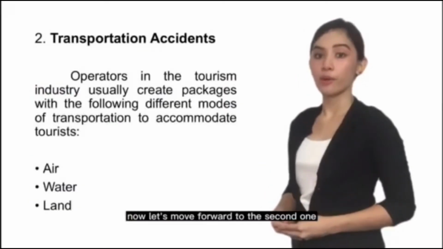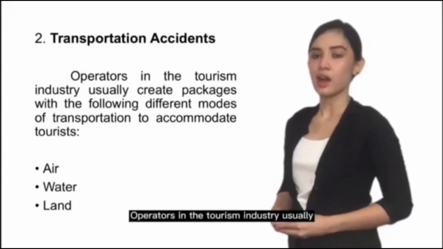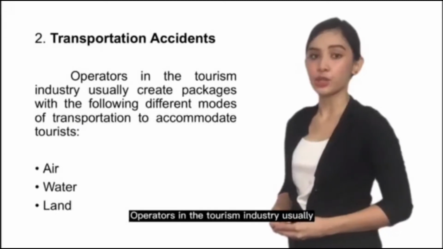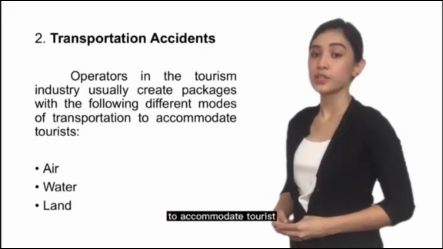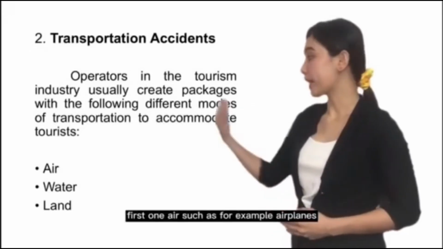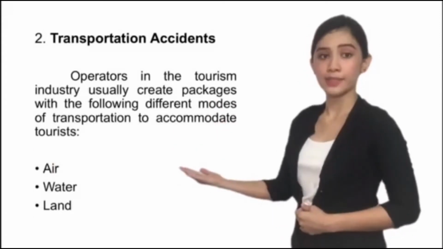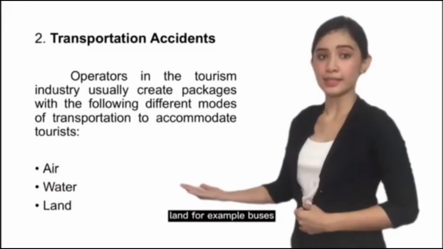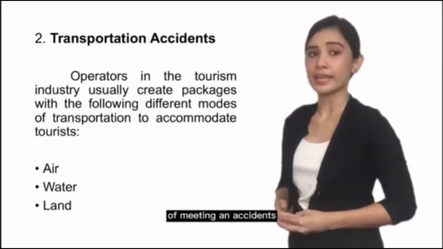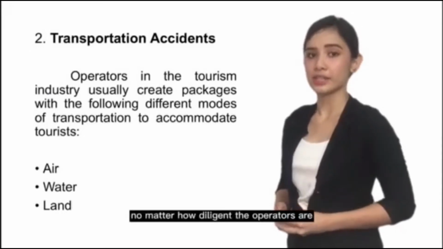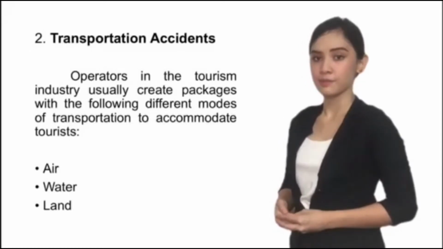Now let's move forward to the second one, transportation accidents. Operators in the tourism industry usually create packages with different modes of transportation to accommodate tourists. First one, air, for example airplanes; water, for example ships; land, for example buses. The said modes of transportation are not free from the danger of meeting accidents, no matter how diligent the operators are, because of the different perils attaching to them.